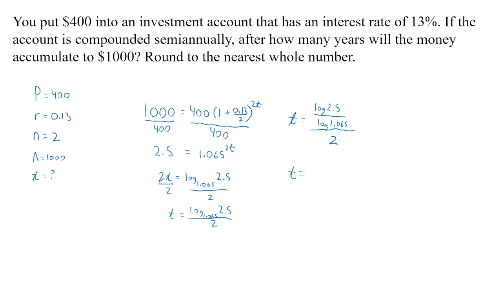We're going to apply this to the calculator. Log of 2.5 divided by log of 1.065, divided by 2. And you will get about 7. They want you to round to the nearest whole number, and this will be 7. Therefore, it will be about 7 years.